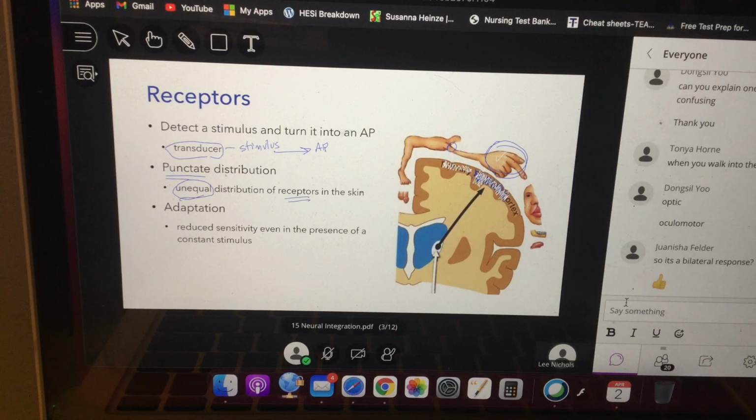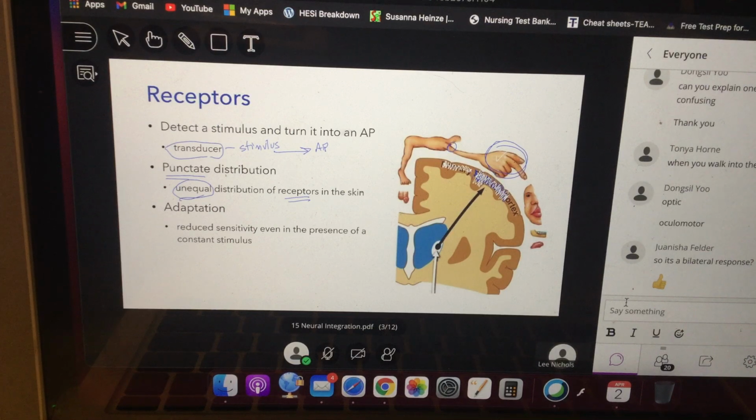The term for that is punctate distribution. Punctate. It's unequal. It's punctuated rather than being smoothly distributed everywhere. This is a fancy way of saying some parts of your body are far more sensitive than others. All right? So taking a look at this diagram, you can see some parts are more represented.